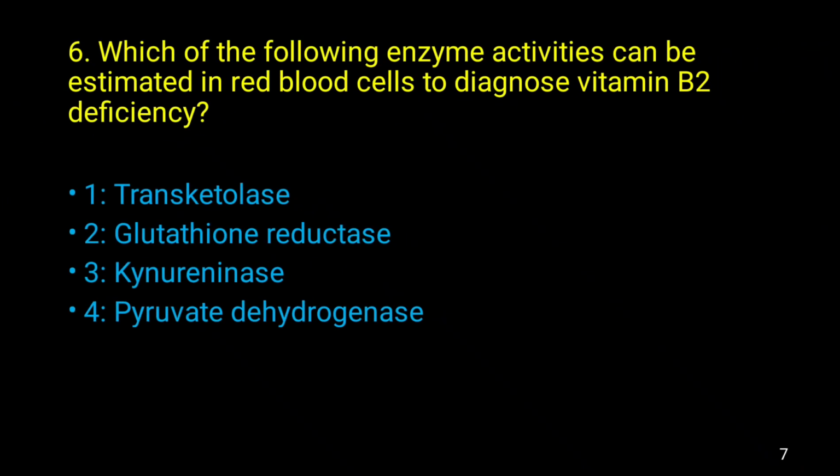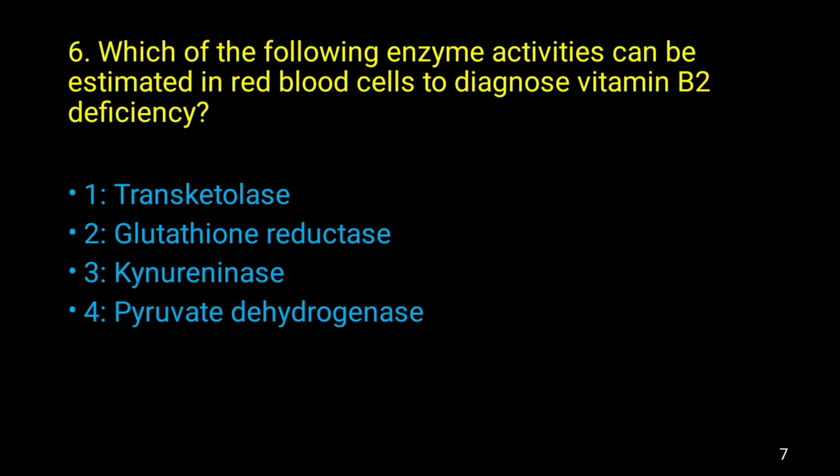Now another MCQ: which of the following enzyme activities can be estimated in red blood cells to diagnose vitamin B2 deficiency? Here some typical theory questions are there. For some vitamins you have to remember which enzymatic activity is measured. For vitamin B1, transketolase enzyme activity is measured. For vitamin B2, glutathione reductase enzyme activity is measured in red blood cells. For vitamin B6 deficiency, kynureninase is measured. This is the typical question and answer, the typical theory part.